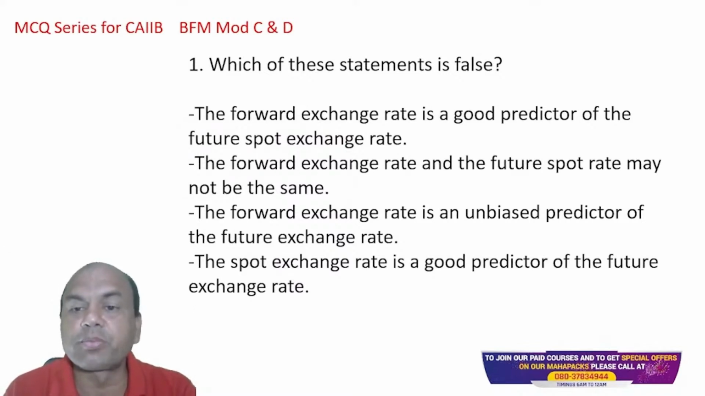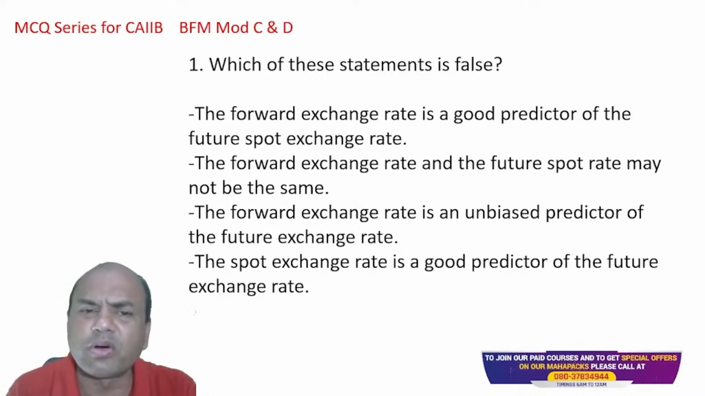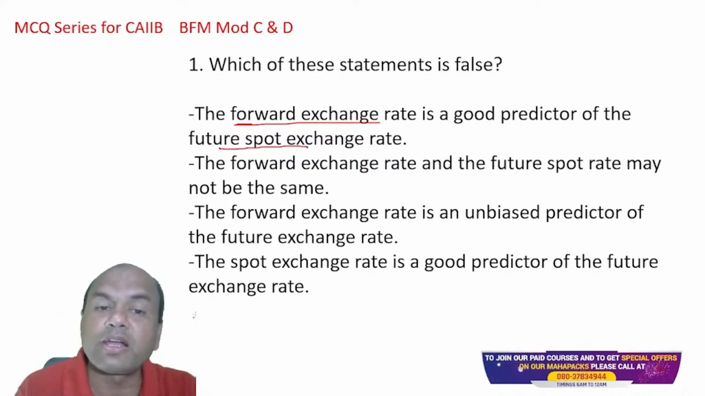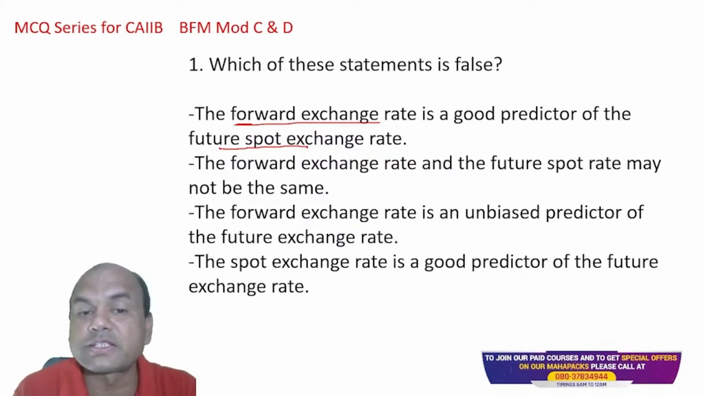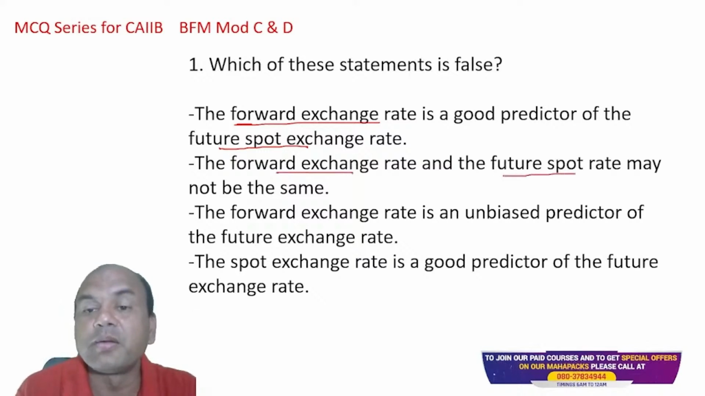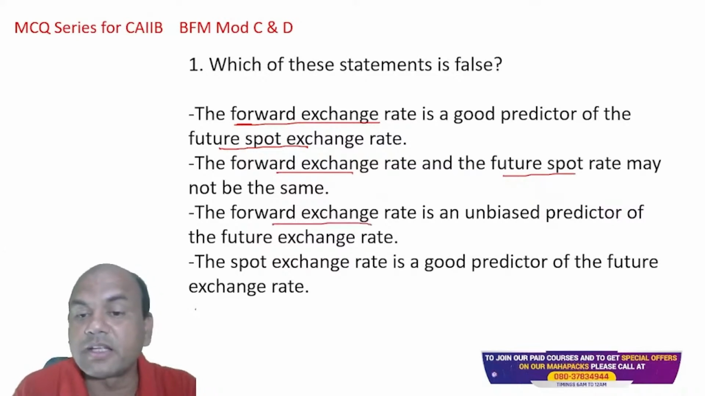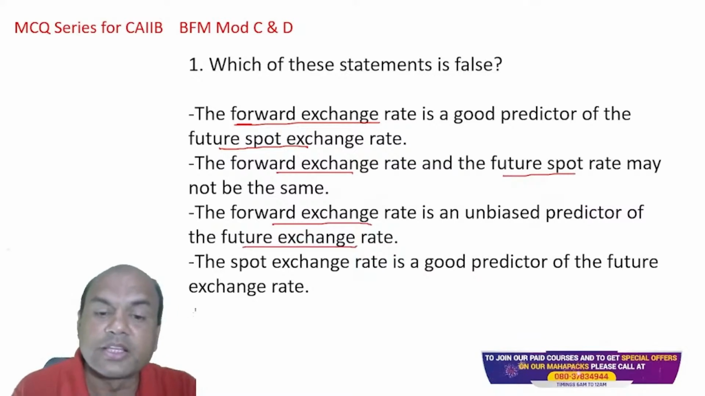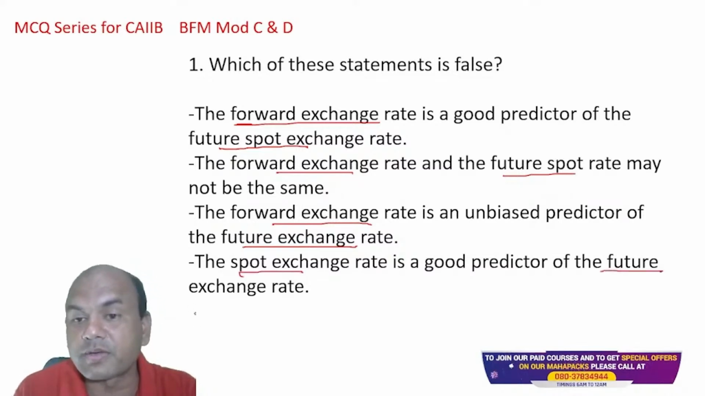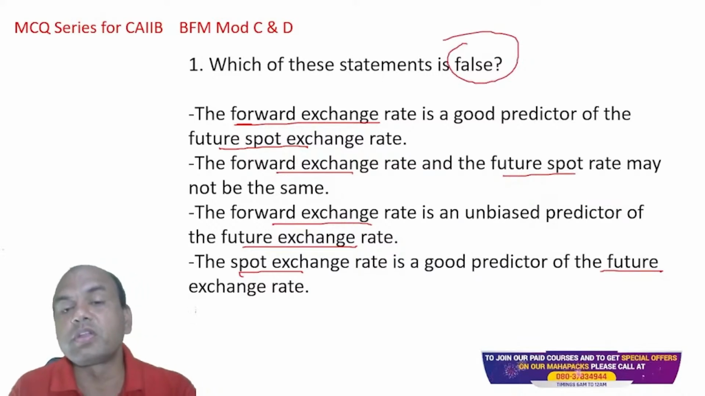Which of the following statements is false? A forward exchange rate is a good predictor of the future spot market. Forward rate can predict the future spot exchange rate. A forward exchange rate and a future spot market may not be the same. A forward exchange rate is an unbiased predictor of the future exchange rate. The spot exchange rate is a good predictor of the future exchange rate. So we want what is false. What do you think is a false answer?